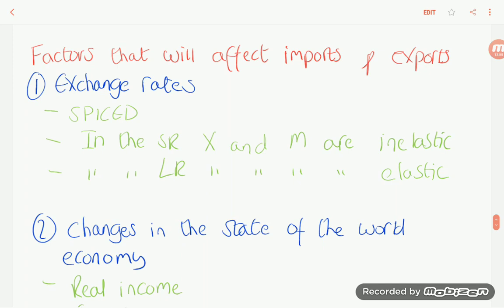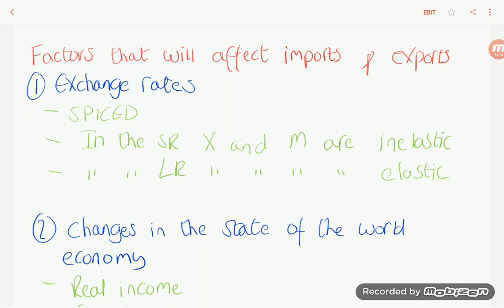There are many factors that will affect imports and exports. First, the exchange rate. Well, remember the acronym SPICE before we go any further. Strong pound, imports cheap, exports dear. A change in the value of currency will affect net exports in different ways in the long and short run.